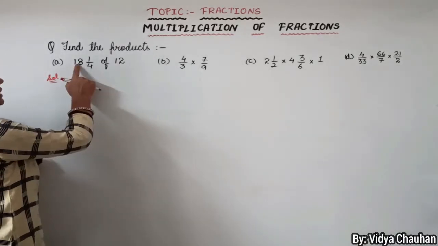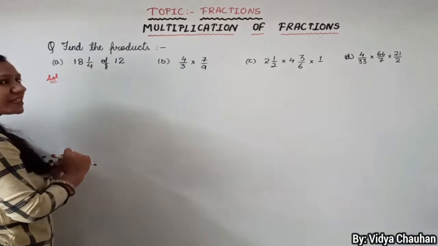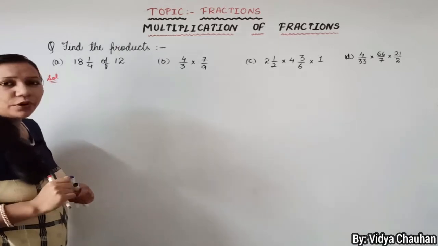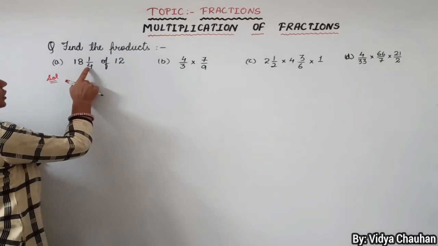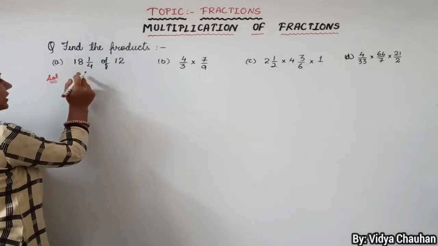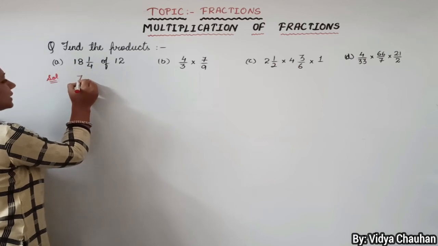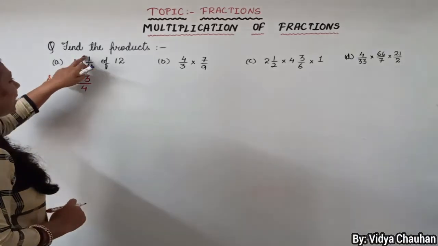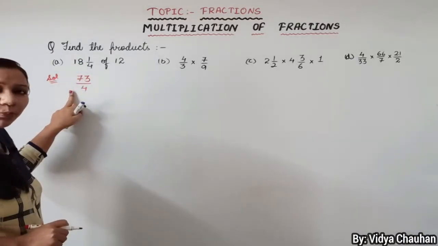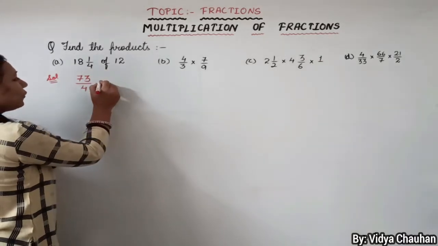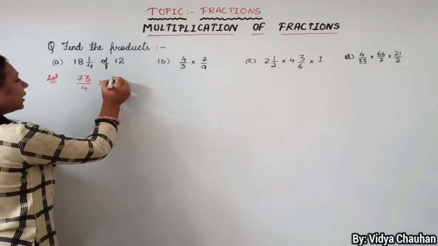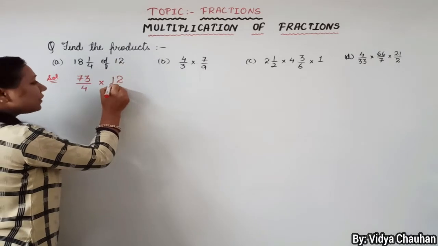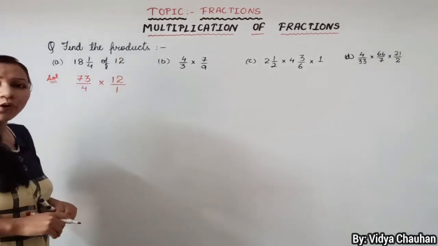At the same time, since you can see that 18 1 upon 4 is a mixed fraction, very first we have to convert this mixed fraction into an improper fraction. So let us convert here. 4 multiplied by 18 is 72. 72 plus 1 is 73. So our improper fraction for 18 1 upon 4 is 73 upon 4. In place of "of" we put the sign of multiplication, and it is multiplied by 12. This 12, since it is a whole number, you can write in fraction form as 12 upon 1.